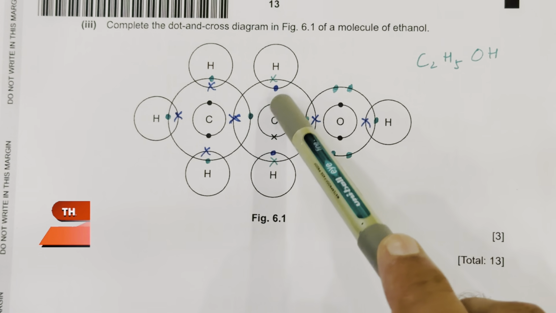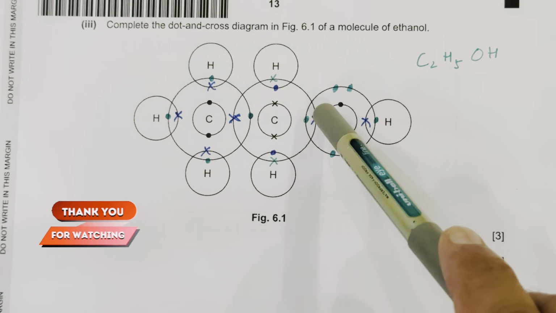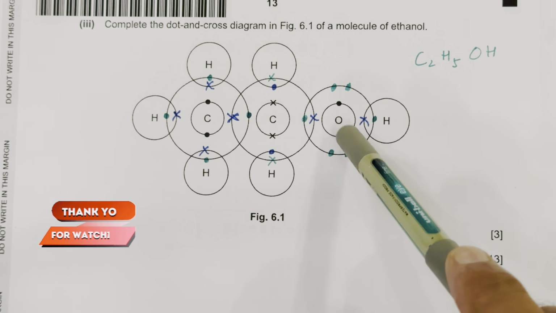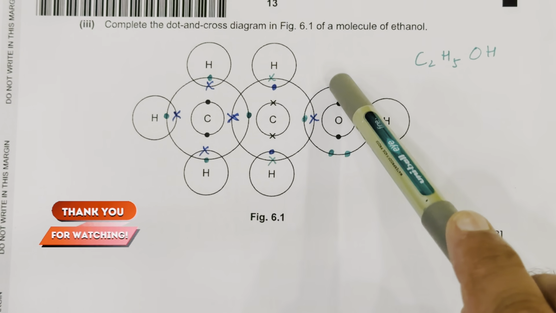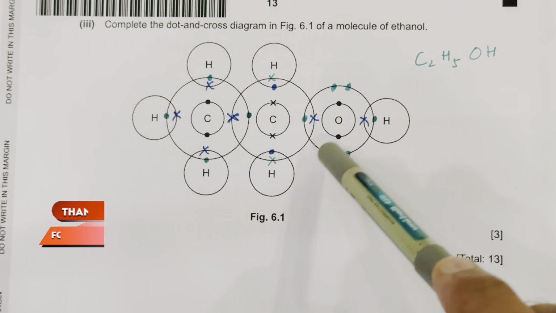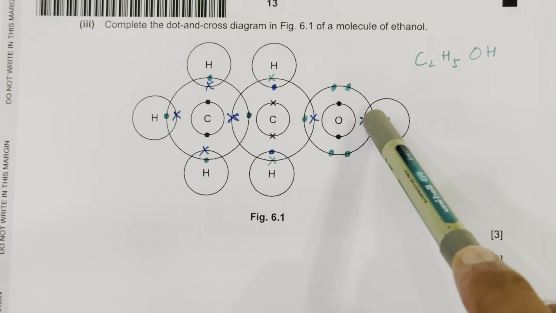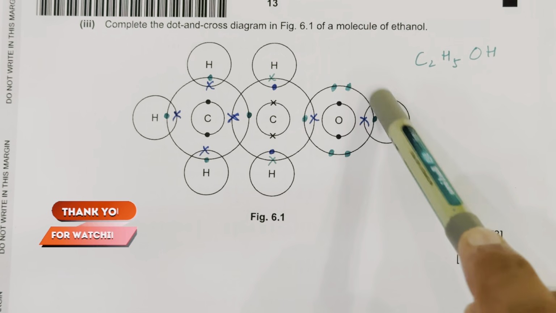Now this carbon should also have 8. Dot cross, dot cross, dot cross, dot cross, so this is 8 also. Now oxygen should have 8 in its last shell. So 1 2 3 4, these are the 2 lone pair and 2 bond pair, dot cross, dot cross. So oxygen 8 has completed.